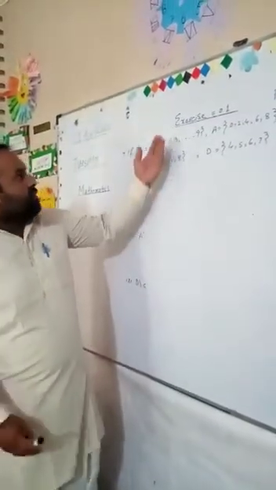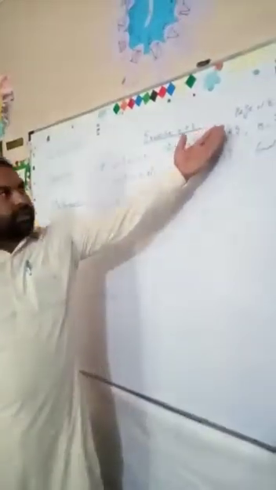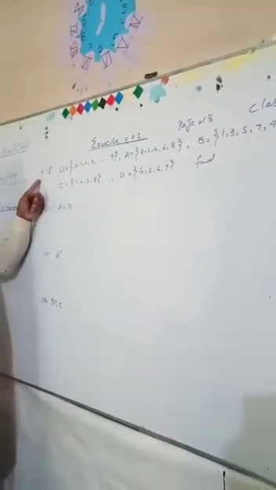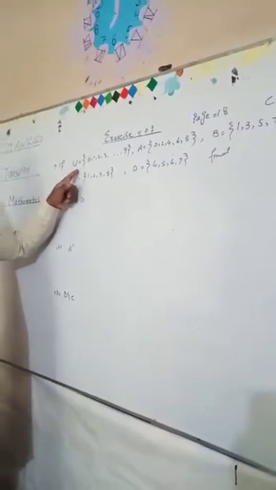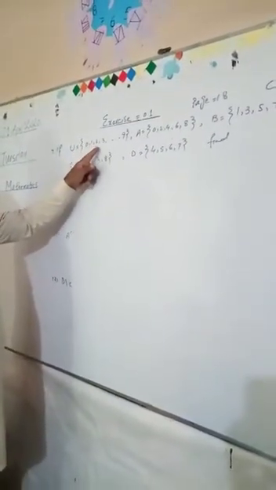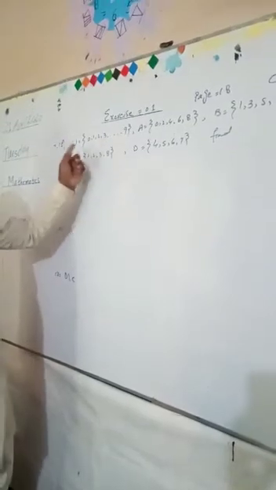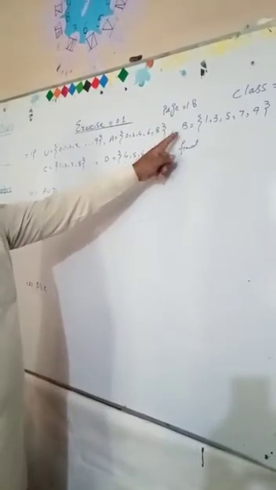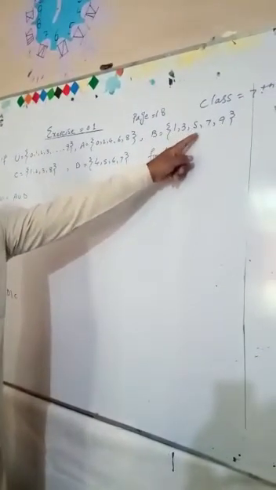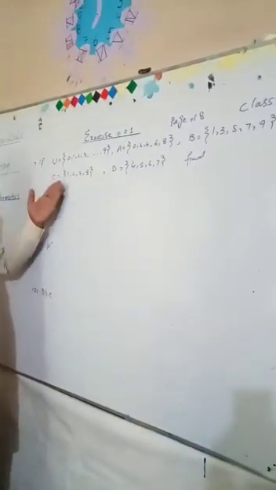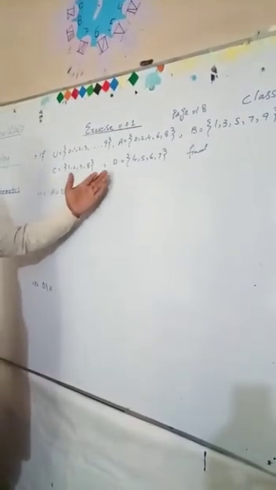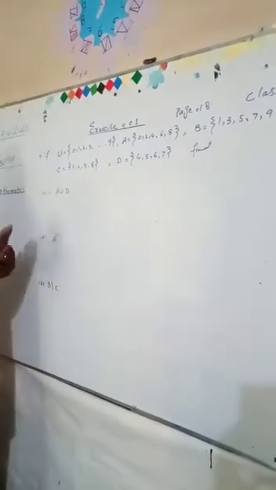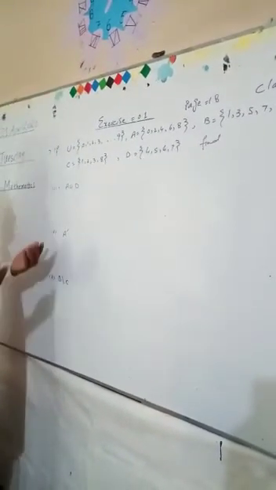Now we start exercise 1, page 18, class 7th. Today we start question number 7. If U is equal to {0, 1, 2, 3, ..., 9}, A is equal to {0, 2, 4, 6, 8}, B is equal to {1, 3, 5, 7, 9}, C is equal to {1, 2, 3, 8}, and D is equal to {4, 5, 6, 7}. These are the sets. Find the different values.